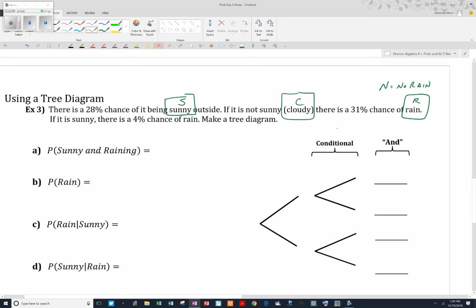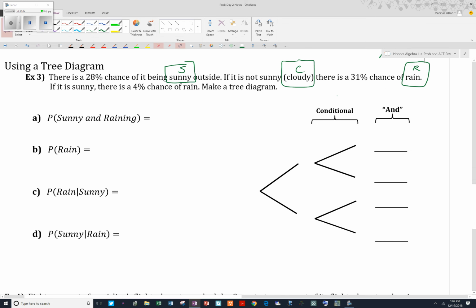Okay, so what we start off with first in our tree diagram is the fact that it's either going to be sunny or cloudy. So I'm going to do that. Then I like to put the probabilities on the actual branches of the tree diagram. So the probability of it being sunny is 28%. And they don't tell us this, but the probability of it being cloudy, since these are complements here, would be 0.72. So this you got to actually calculate.